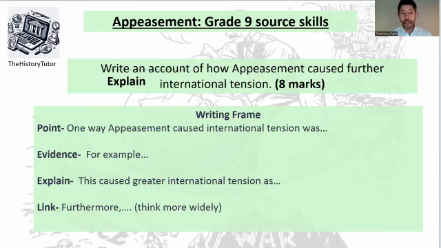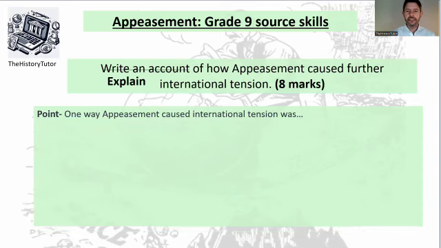So we've seen this before again, of course. So make our point. One way appeasement caused international tension was, and we can make a point, that it weakened Czechoslovakia, made war more inevitable later on. And then give some examples, then explain how that led to tension. Okay, so let's do this now and see what we can achieve.